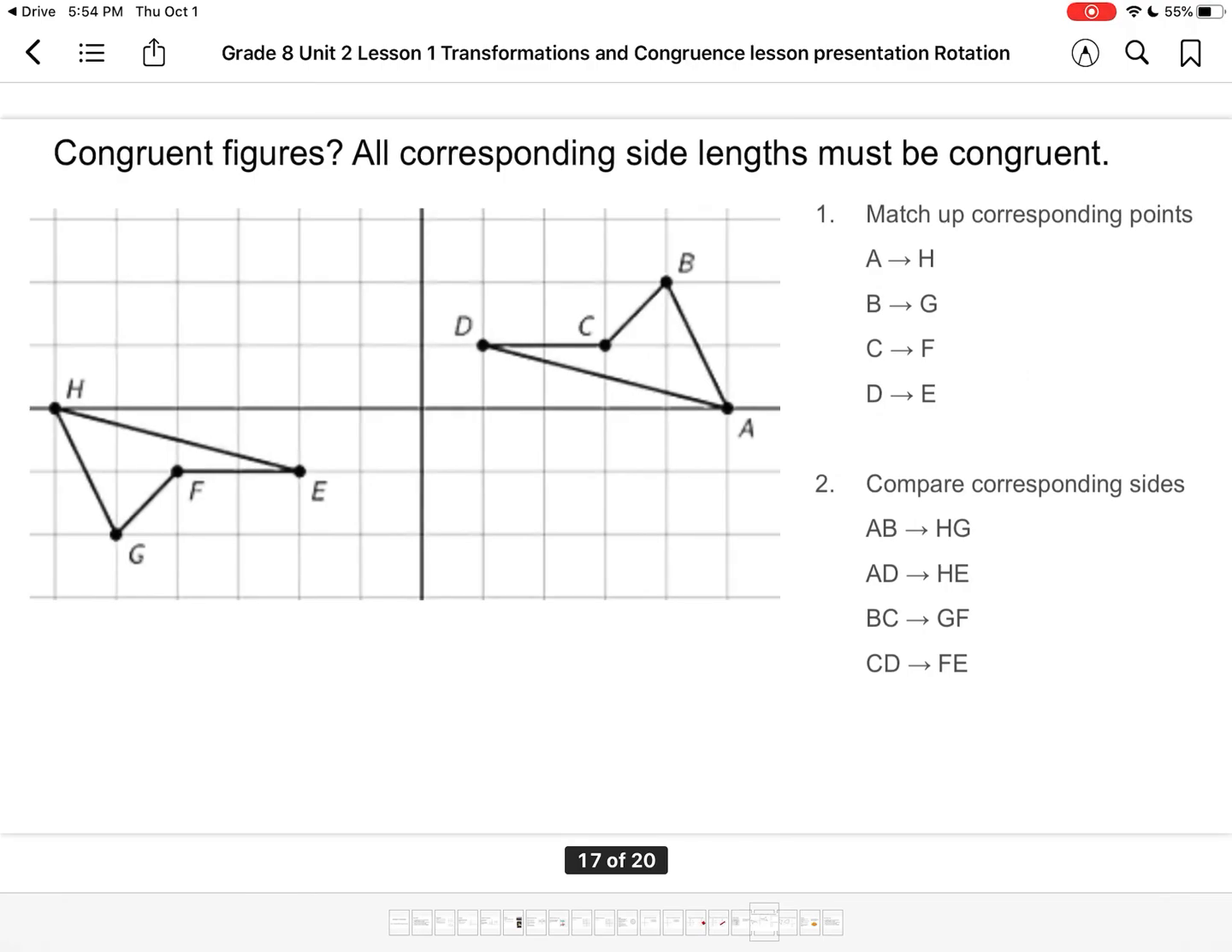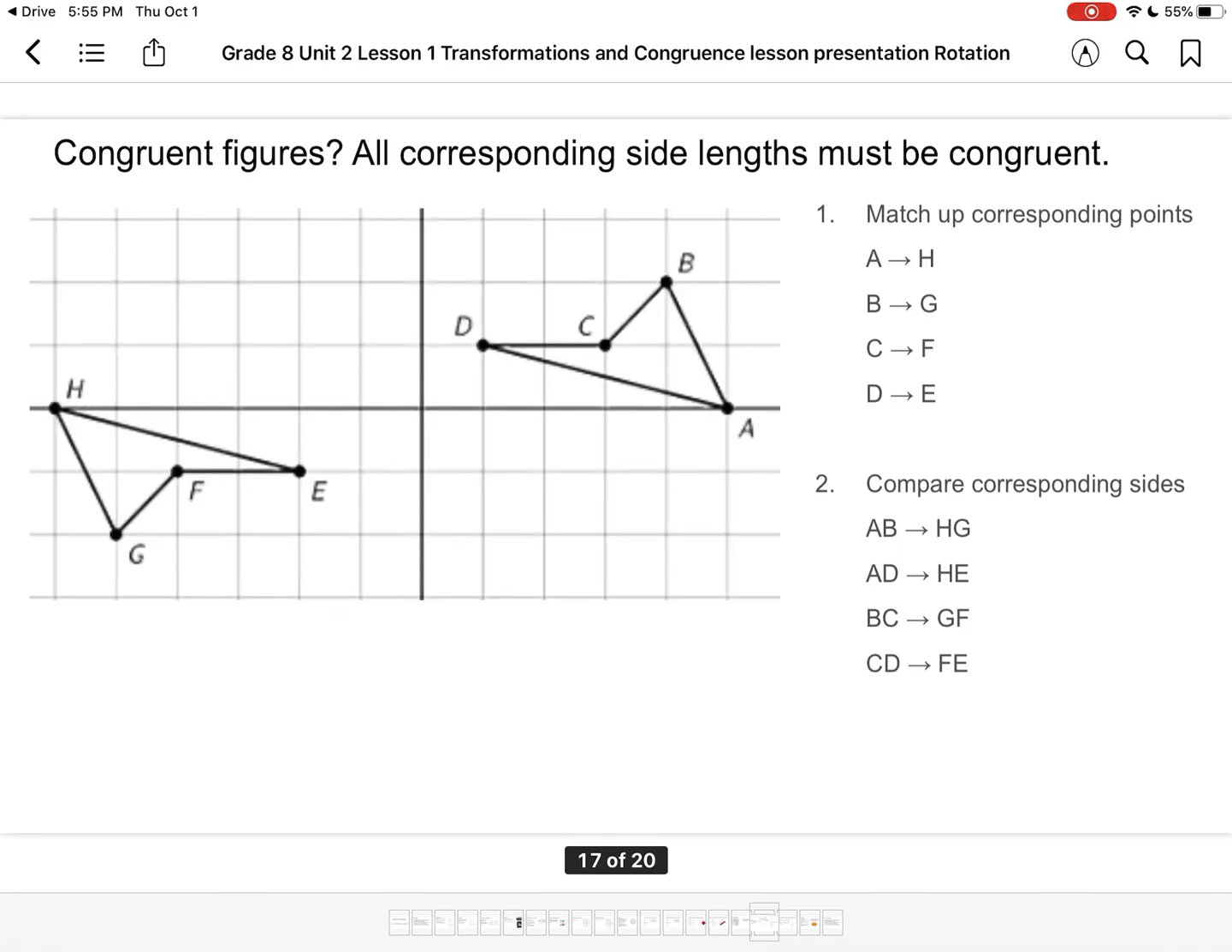So how do I know if two figures are congruent? All corresponding side lengths must be congruent. And just looking at EFGH and ABCD, they're oriented in different directions, so it's not so straightforward to compare them. So the first thing to do is match up corresponding points. And I matched up A to H, B to G, C to F, and D to E. And then I can compare the corresponding sides.